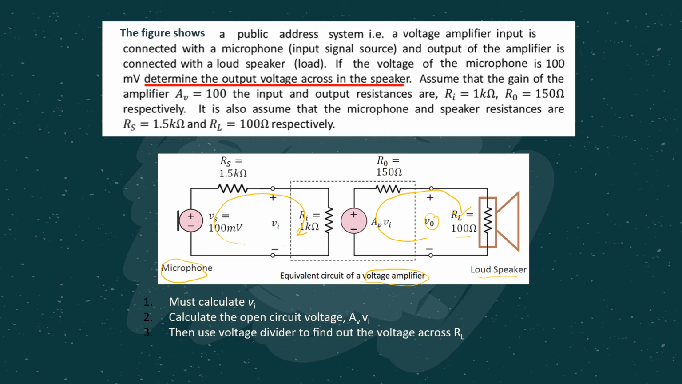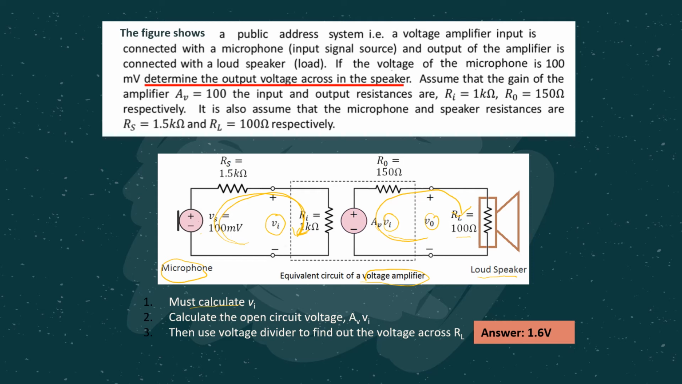So basically, in order to solve this closed loop, because you want to find V0, the other parameters are given, but you don't know the Vi value. So Vi is unknown. So you have to start with the input loop first. Why? Because here we can find Vi. So number one, we must calculate Vi. As you can see here, we have Vs, we have Rs, we have Ri. Here we need to calculate Vi.